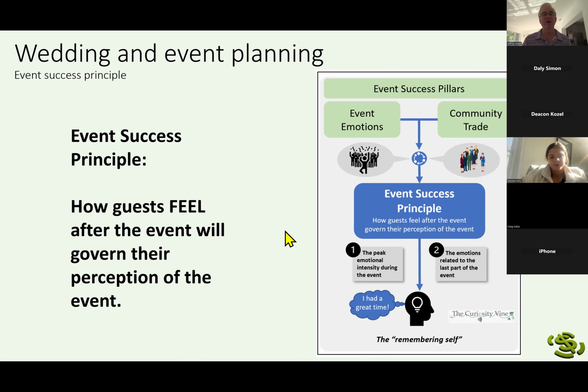Okay. But then we're going to jump into what I call the two pillars. One is around event emotions on the left of that graphic. And then we're going to get into the community trade. But actually, pillar one is community trade and event emotions is number two. So now let's talk a little bit about the community trade. What's really interesting, and let me put it in the context of a wedding.